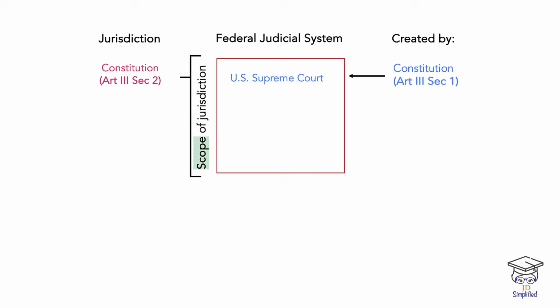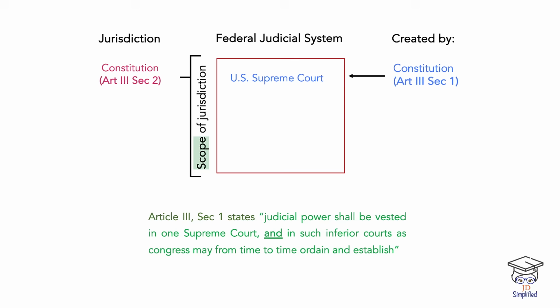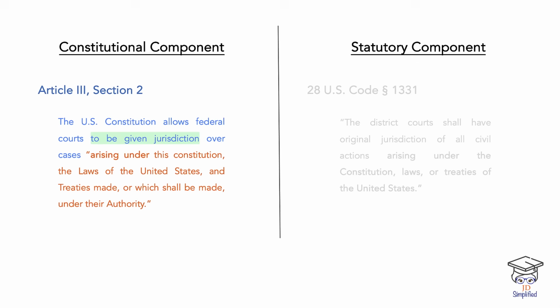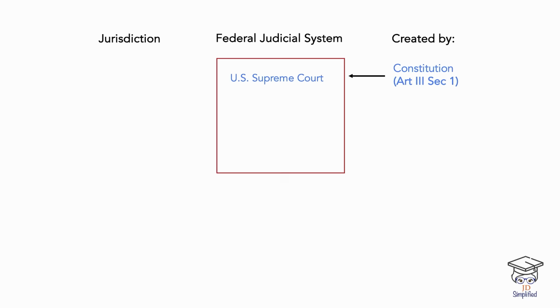See? The Constitution does not create the lower federal courts. The Constitution only creates the U.S. Supreme Court. Article 3 states judicial power shall be vested in one Supreme Court and in such inferior courts as Congress may from time to time ordain and establish. Now, notice again, the U.S. Constitution allows federal courts to be given jurisdiction by Congress over cases arising under federal law. Article 3 of the U.S. Constitution creates the Supreme Court and defines the maximum reach of the federal judicial power.